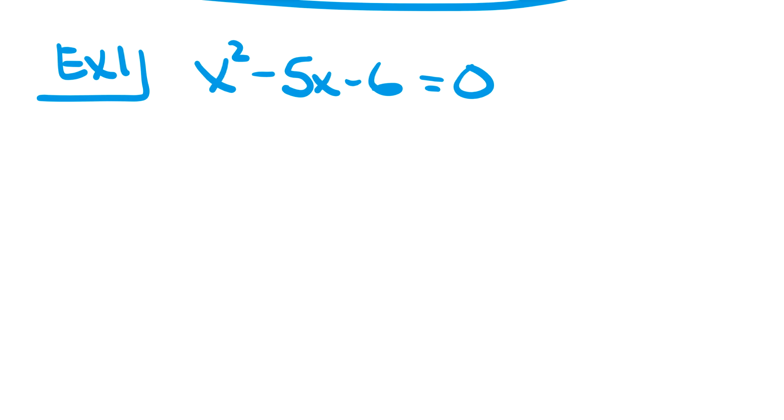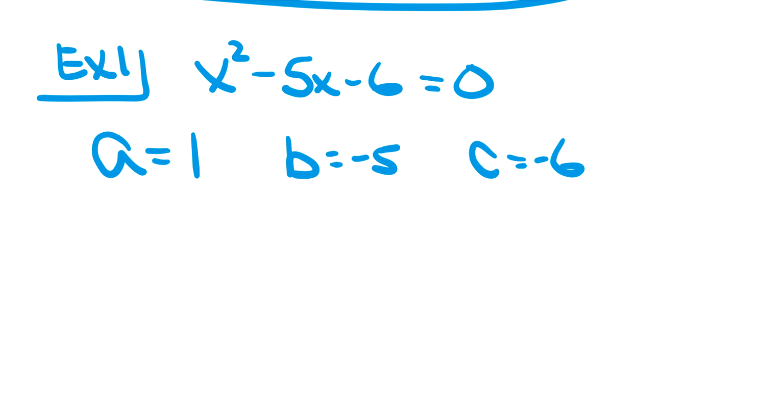All right, so how do I go about attacking these? So I've got, it says solve x squared minus 5x minus 6 equals 0, quadratic equation. It's in standard form already, so we can look at this and label what a, b, and c is. So I could say a equals 1, the coefficient of x squared. B equals negative 5. Don't forget our signs preceding the numbers. And C equals negative 6.